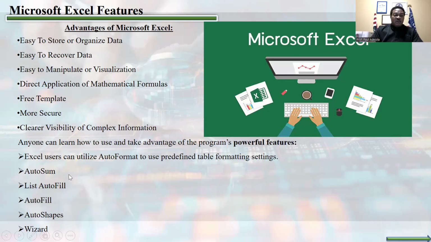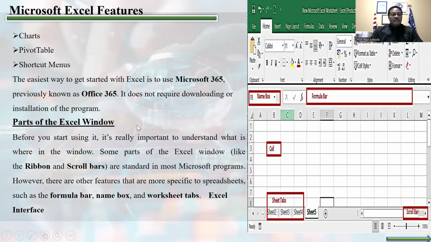See them here: AutoSum, list, autofill, autoshift, and wizard. See some features again: charts, pivot tables, shortcut menus. The easiest way to get started with Excel is to use Microsoft 365, previously known as Office 365. It does not require downloading or installation of the program.